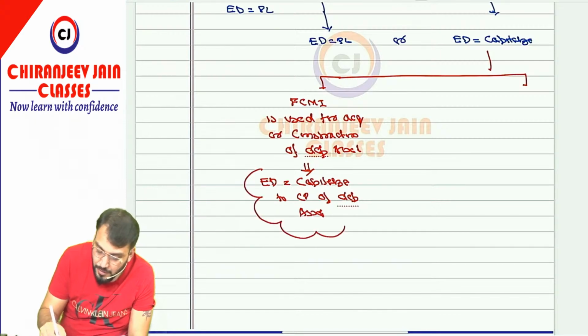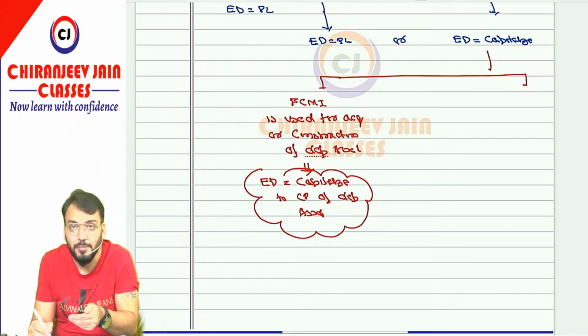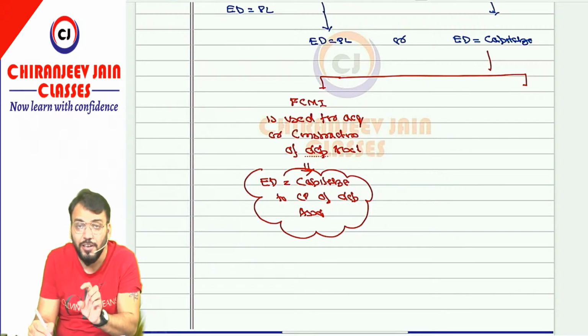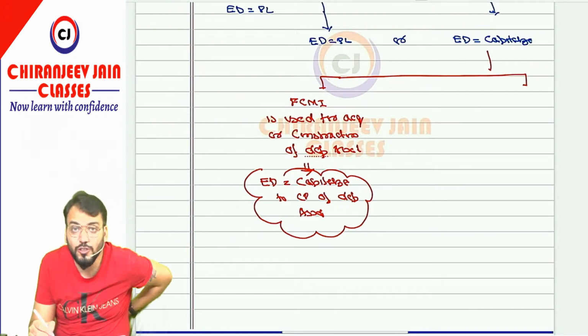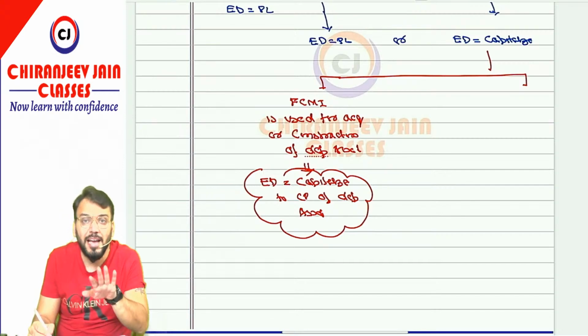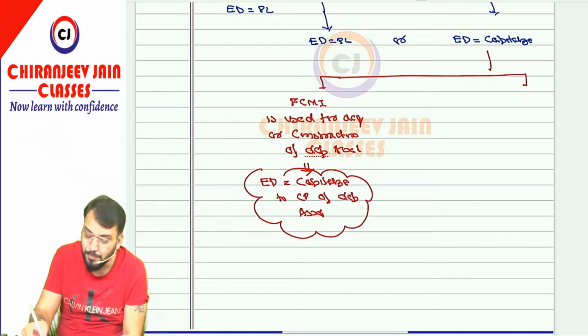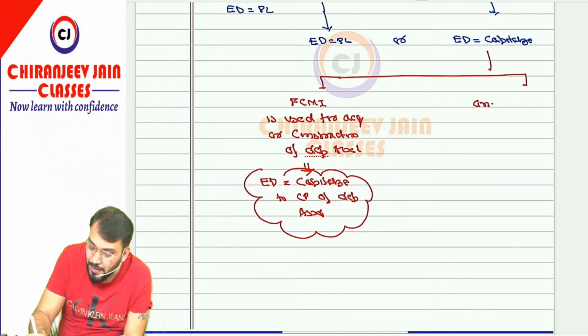Correct? So if the foreign currency monetary item is used for the acquisition or construction of a depreciable asset, then the exchange difference of the foreign currency monetary item will be capitalized to the cost price of the depreciable asset. It means if there is an exchange loss, it will be added. If there is an exchange gain, it will be deducted from the cost price of the depreciable asset.